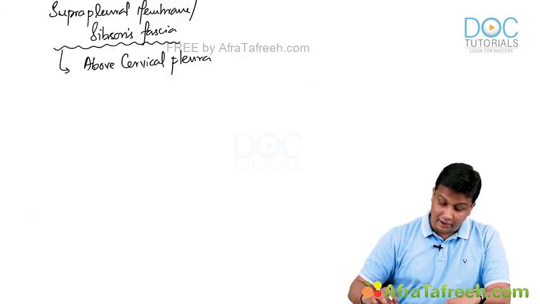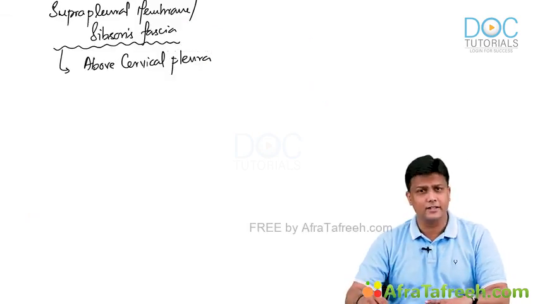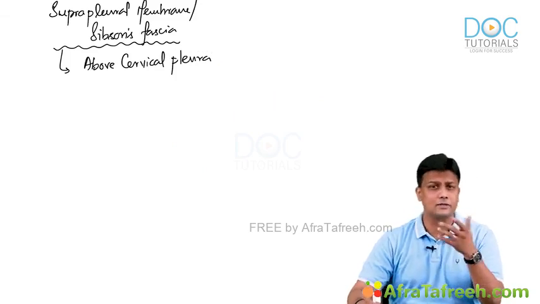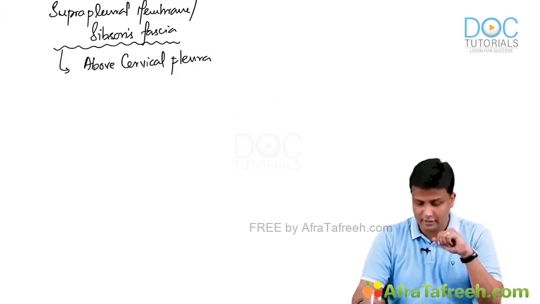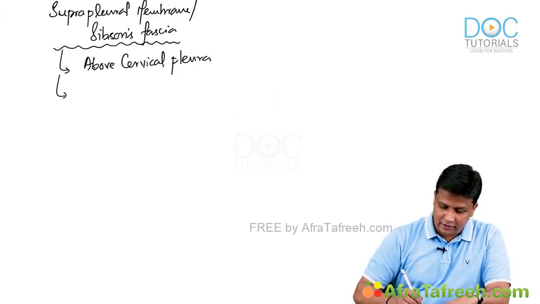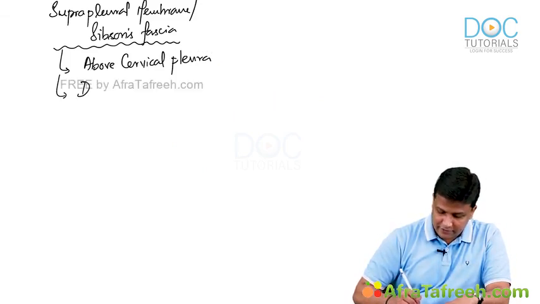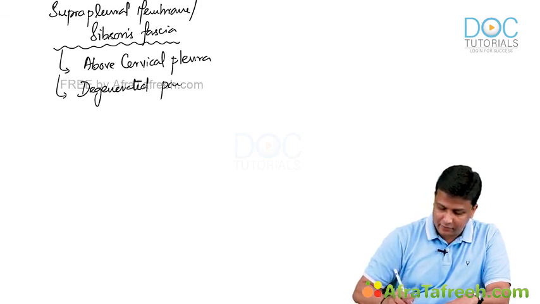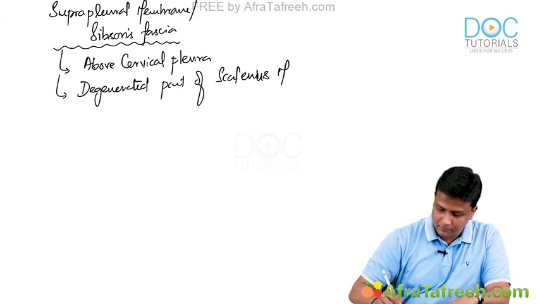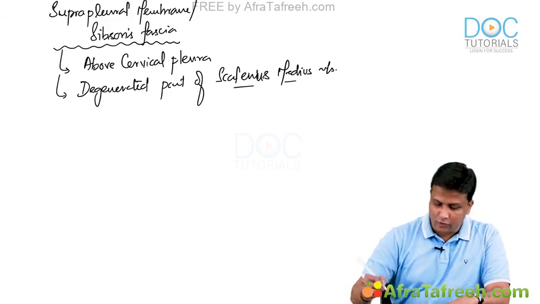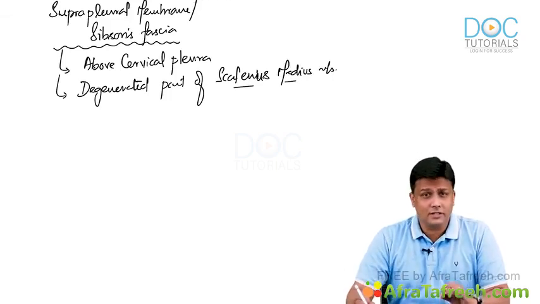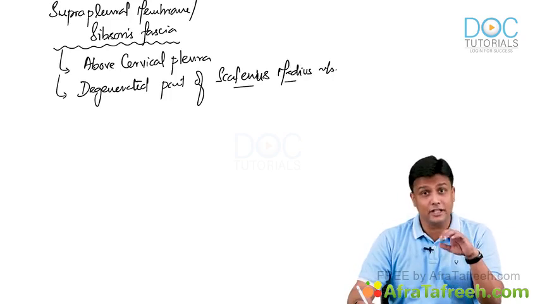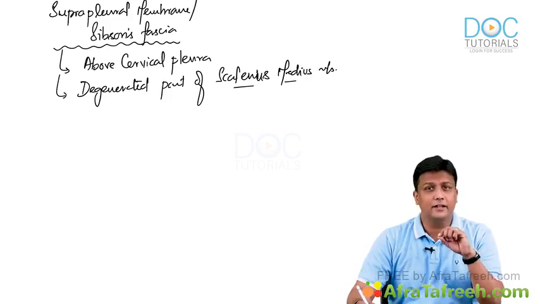Now, what is it exactly representing? That is the MCQ which has been asked in the exam. What is this suprapleural membrane or Sibson's fascia exactly representing, guys? Remember, it is representing the degenerated part of the scalenus medius muscle. That has been asked already in the exam, so please remember that one, guys. It is actually the degenerated part of the scalenus medius muscle.